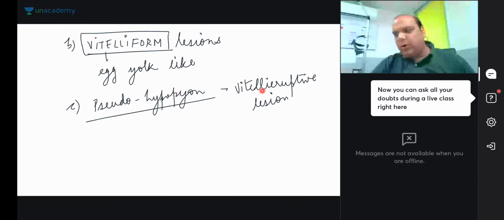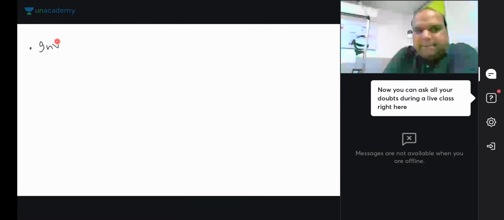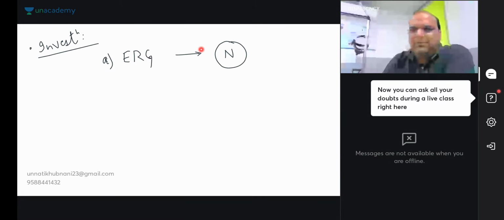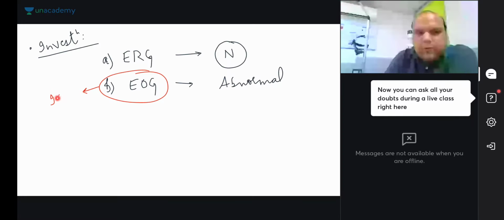So we start calling it pseudohypopyon. Done, everybody? These are the three important signs of a case of Best dystrophy. Now that we're done with the symptoms and the signs, I hope we can do investigation. Please remember, ERG is normal. But what is abnormal? EOG. EOG is abnormal. EOG thus is the investigation of choice.